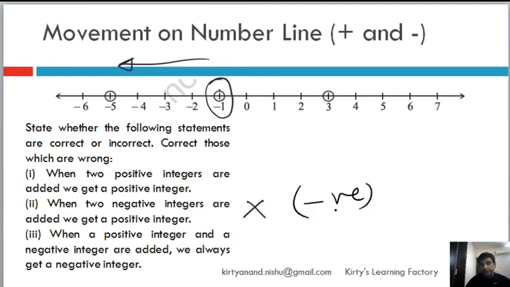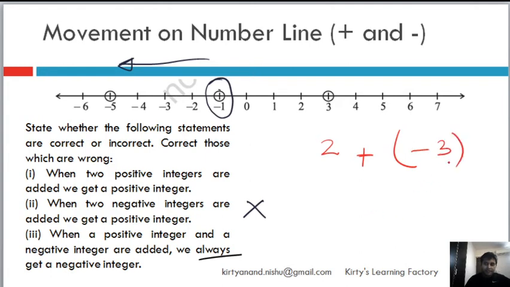When a positive integer and a negative integer, now this is interesting, when a positive integer and a negative integer are added we always get a negative integer. Always be careful where they use words like always and never, very tricky. Nonetheless, let's see. Let's add a positive integer, let's say for example 2, to a negative integer, let's say for example -3. So what will be the result?